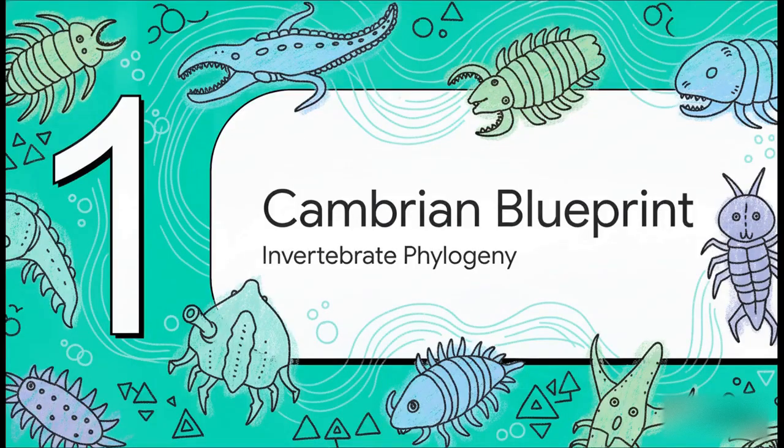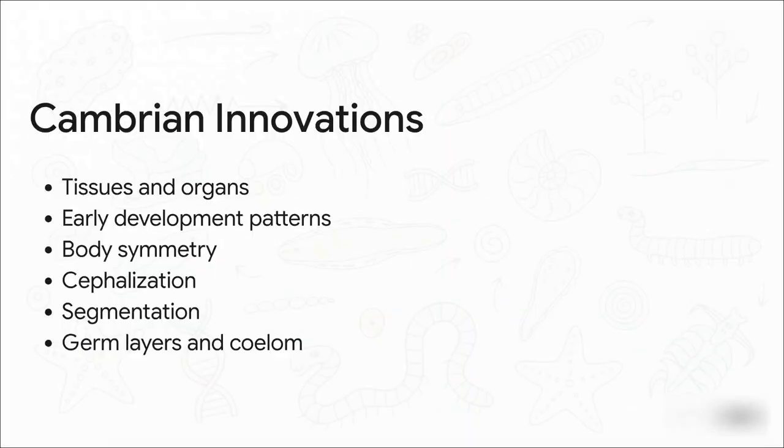So, Section 1, the Cambrian blueprint. Let's take a look at invertebrate phylogeny. This period was absolutely crucial. It was the definitive era when the essential architectural rules for modern invertebrates were laid down. And this wasn't just some slow, gradual shift. It was a profound, massive transformation in how biological life operated underwater.